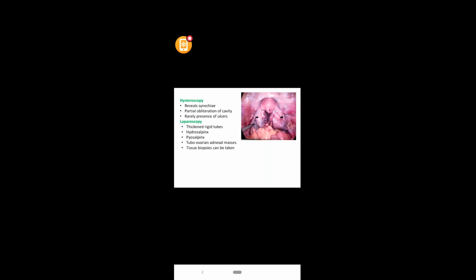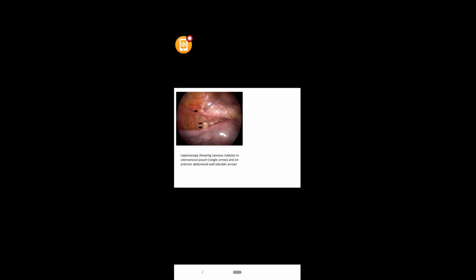And coming to the hysteroscopic findings, in the uterus, the endometrial cavity, there will be synechiae, that is, adhesions may be seen, and obliteration of the cavity will be seen, and rarely the presence of ulcers will also be seen. And coming to laparoscopy, there will be thickened rigid tubes, hydrosalpinx, pyosalpinx, and tubo-ovarian masses. Tissue biopsies can also be taken under laparoscopy. The laparoscopic images show caseous nodules in the uterovesical pouch and on the anterior abdominal wall.